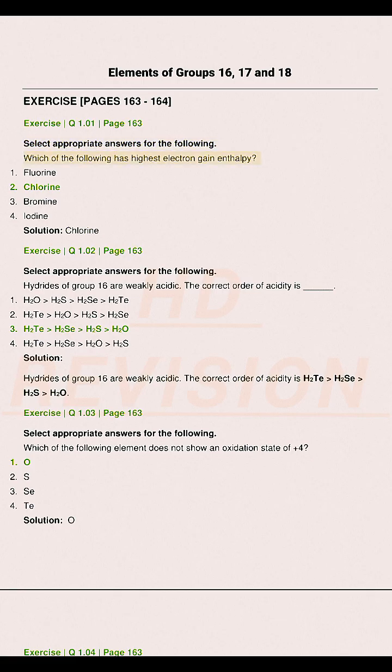Which of the following has highest electron gain enthalpy? 1. Fluorine. 2. Chlorine. 3. Bromine. 4. Iodine. Solution. Chlorine.